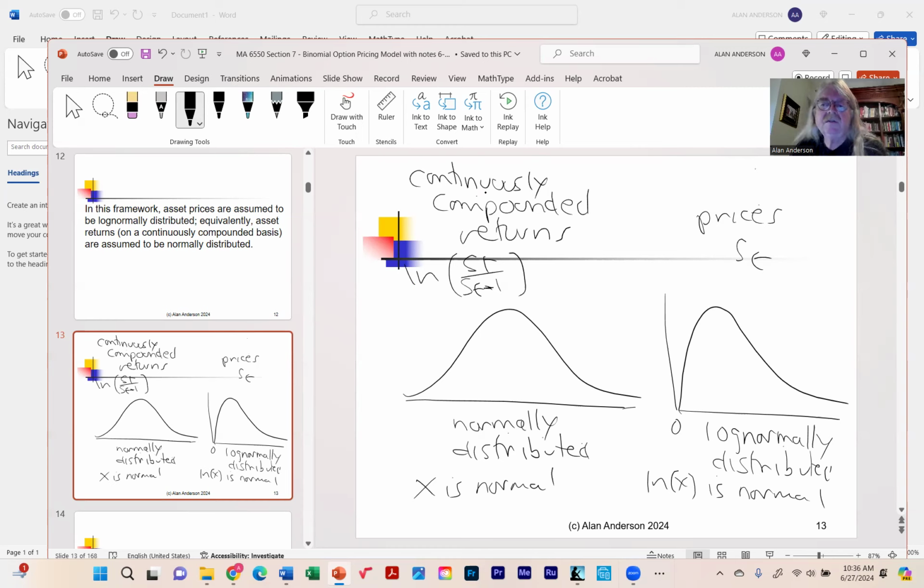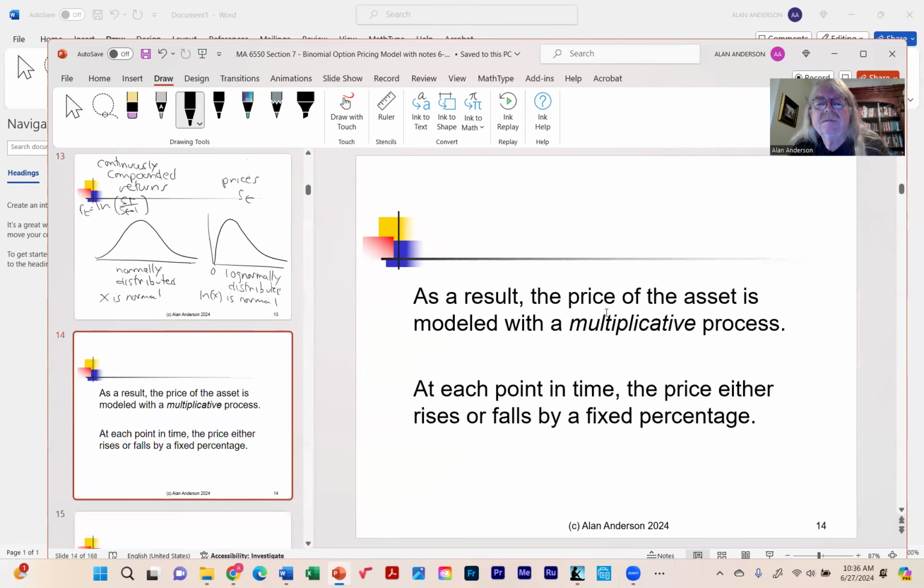Okay. So in the model, we're assuming that R, and by the way, we're going to call that R, the log of ST over ST minus 1, follows the normal distribution. And then the prices themselves would be log normal. And that's all built into the model. I mean, it's hard to tell by looking at it, but that's what's being assumed there.